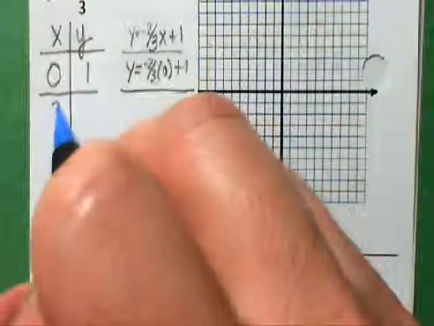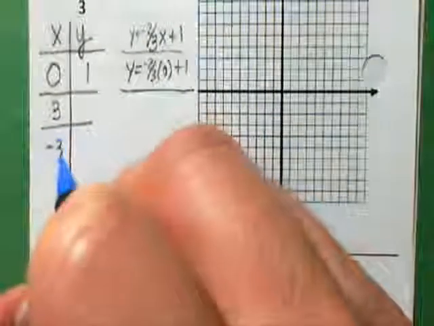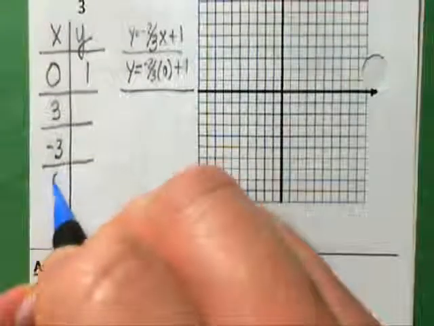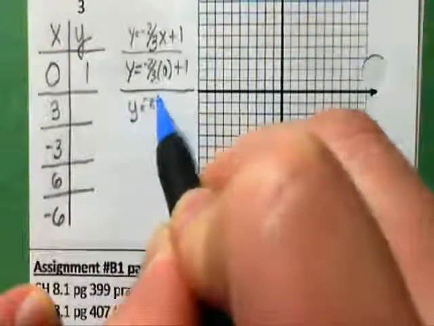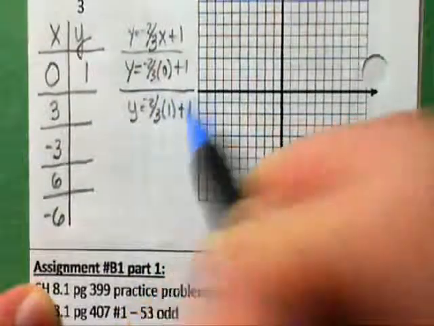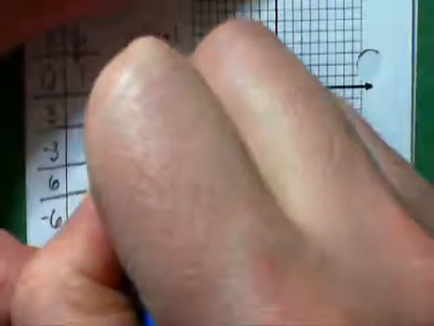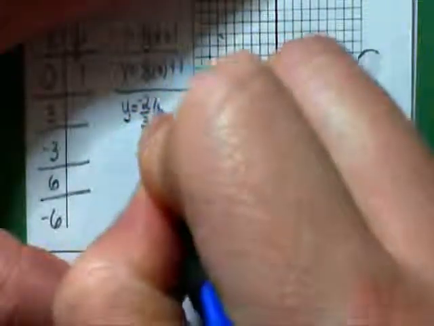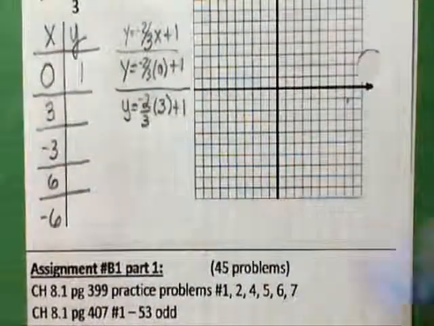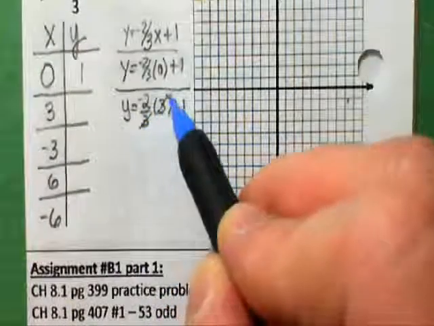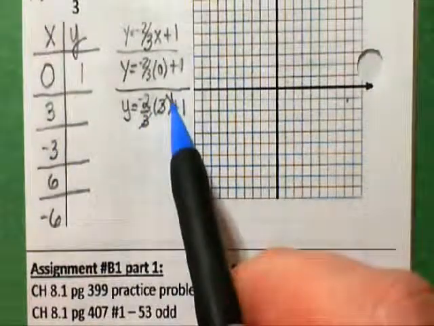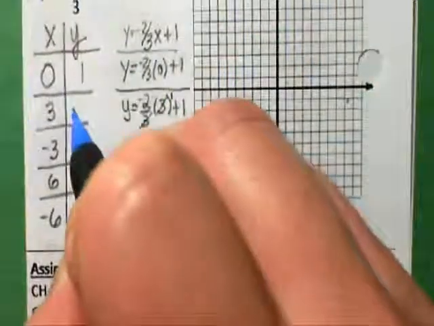So let's say I choose 3, negative 3, 6, and negative 6. Okay, so if I plug in 3, y equals negative 2/3 times 3 plus 1. What happens here is the 3 cancels. So 3 goes into 3 one time, 3 goes into 3 one time. Negative 2 times 1 is negative 2. So negative 2 plus 1 gives you negative 1.